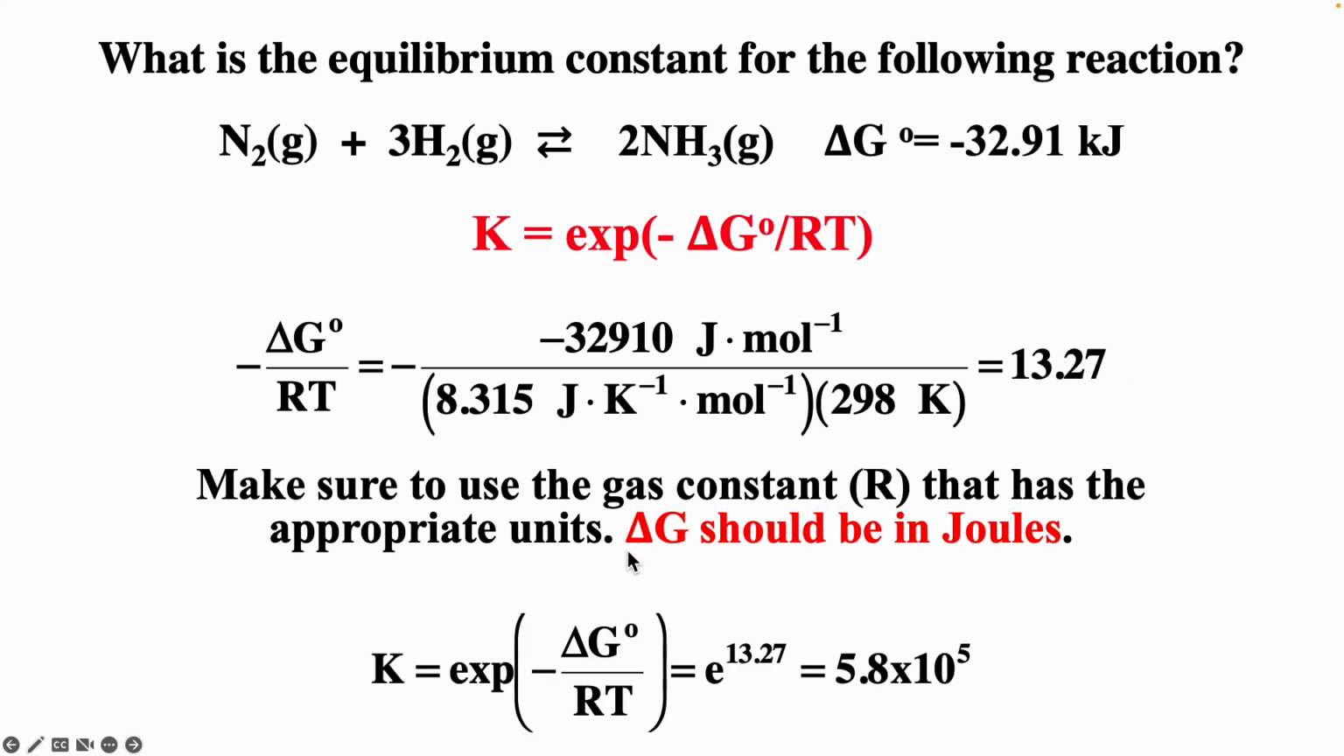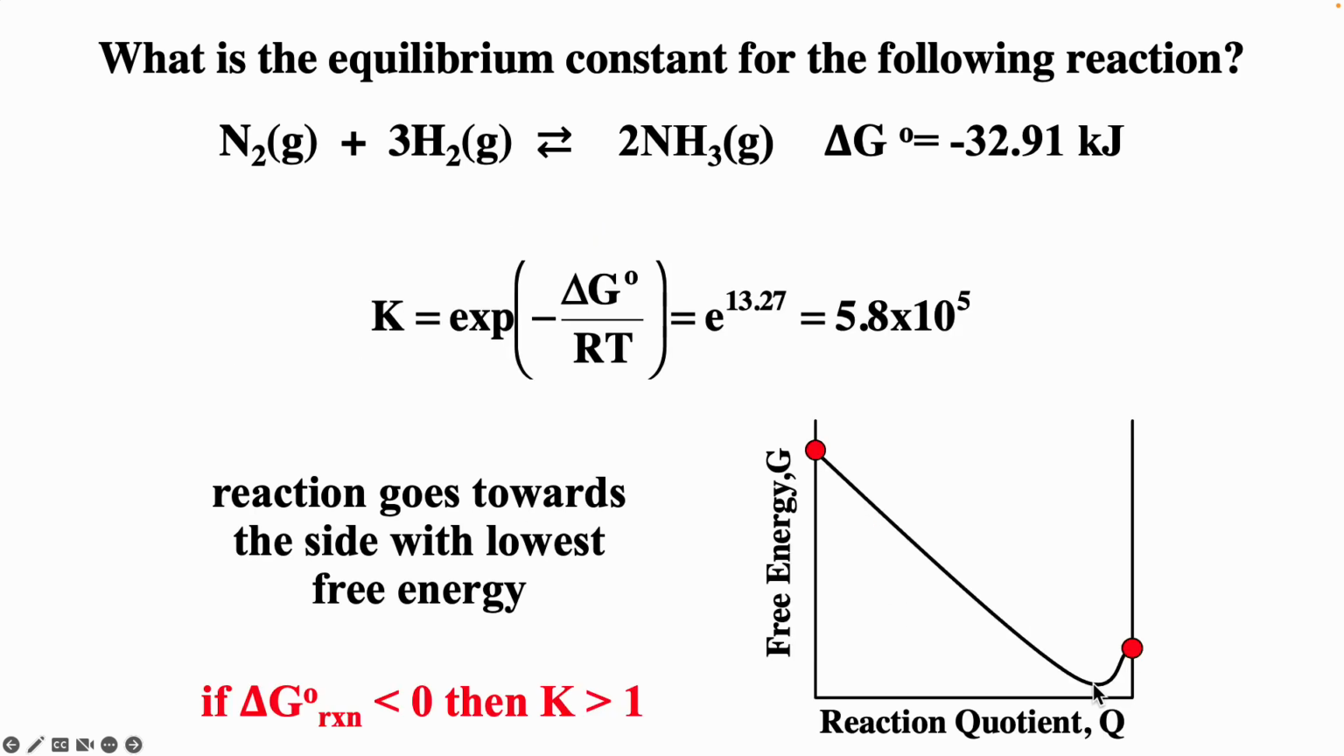And then if we plug that into our exponent, so we have e to 13.27. Notice that this negative canceled with that negative, so this is a positive number, and that gives us a K of 5.8 times 10 to the 5th. And again, negative delta G means the products are more stable, means your K should be greater than 1, and that's what we got. And so we found our K given our delta G.